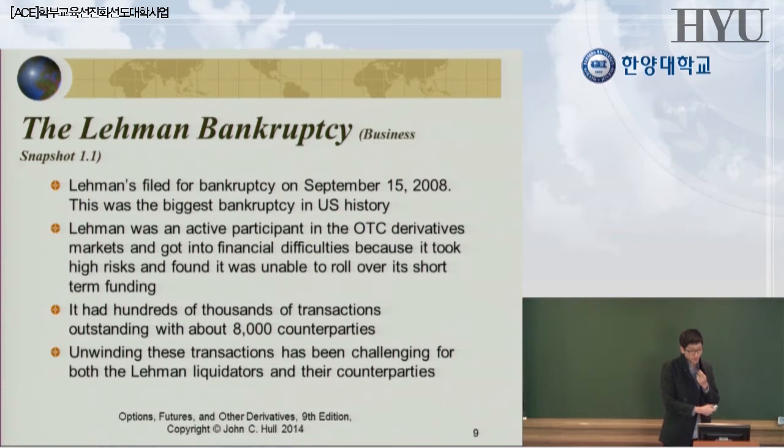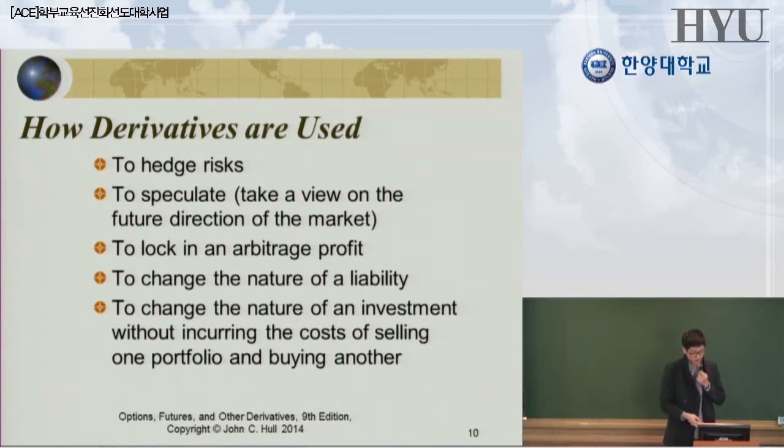However, the reason the author talked about the Lehman bankruptcy here is that derivatives could be very risky. That's the point here. Then, although derivatives are very risky, the first purpose why these instruments were developed was to hedge risks. However, some smart investors found out that these could be used for speculation or arbitrage.